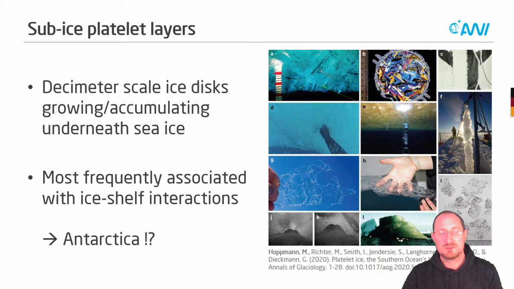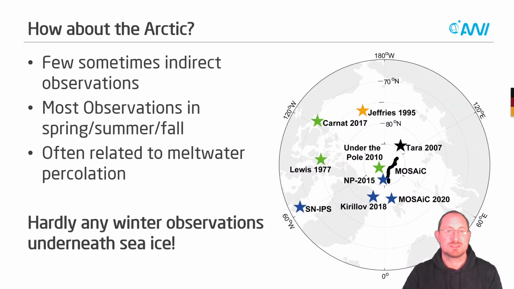One of the important things we know about platelet ice so far is that it is mostly associated with ice shelf interactions, and so it is often described as a feature limited to Antarctica. But what do we actually know about platelet ice in the Arctic?